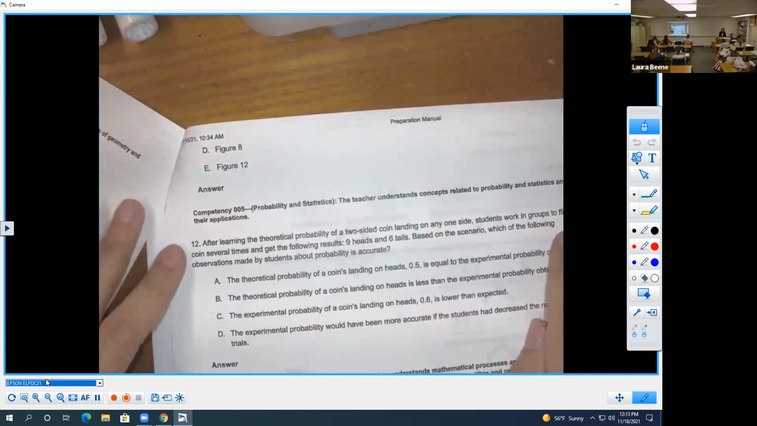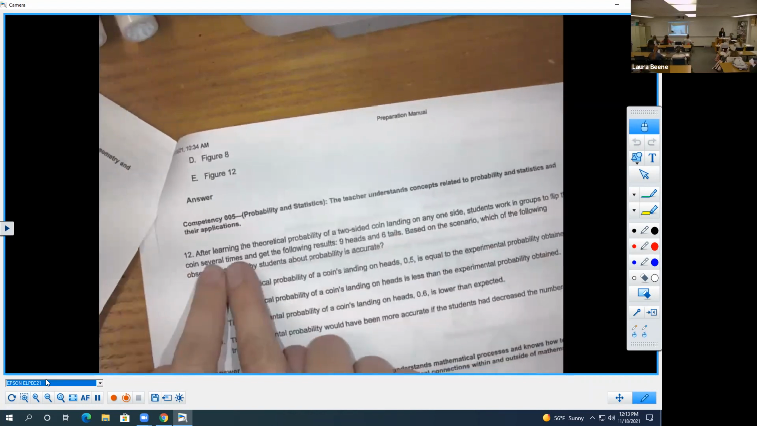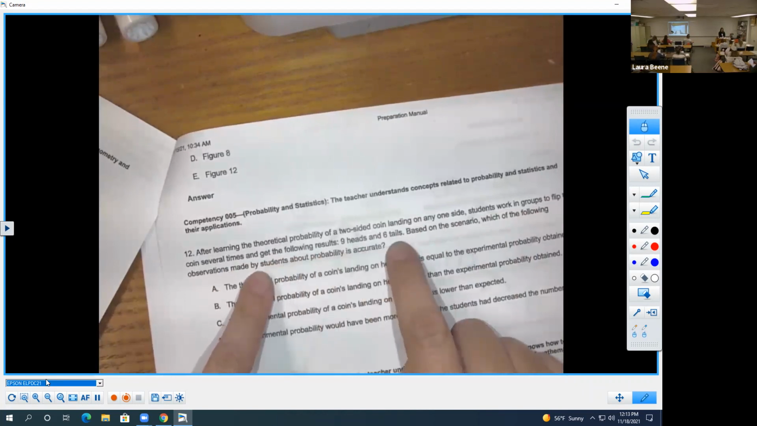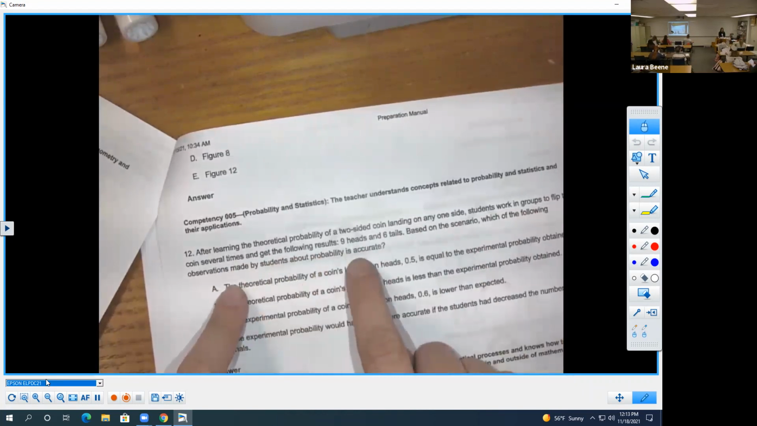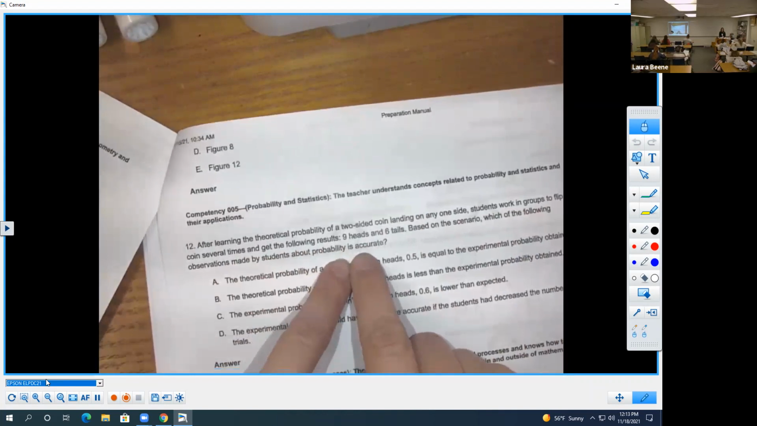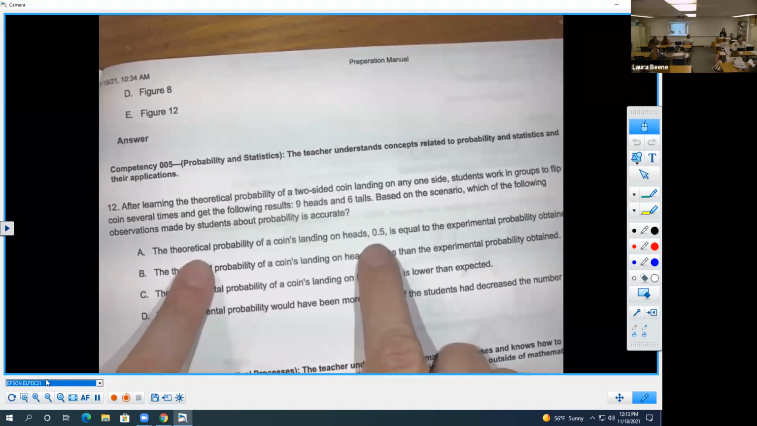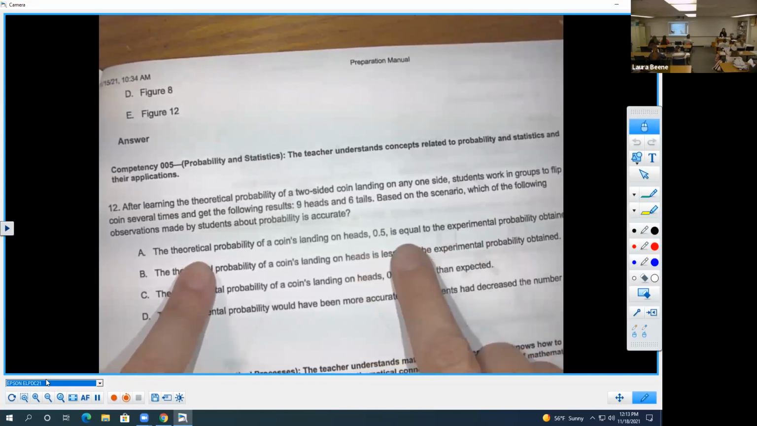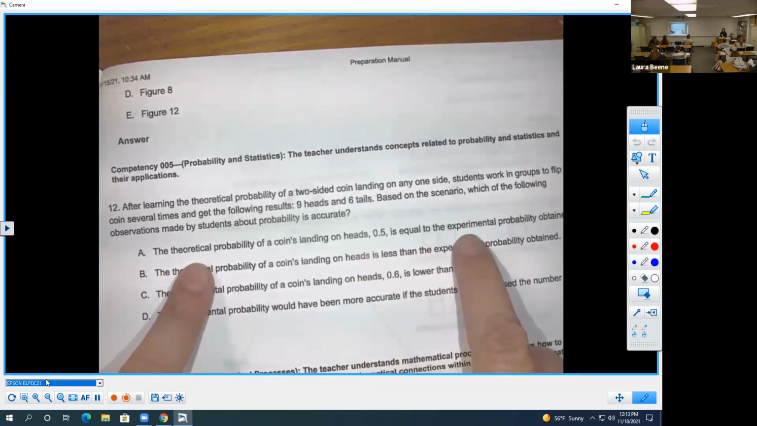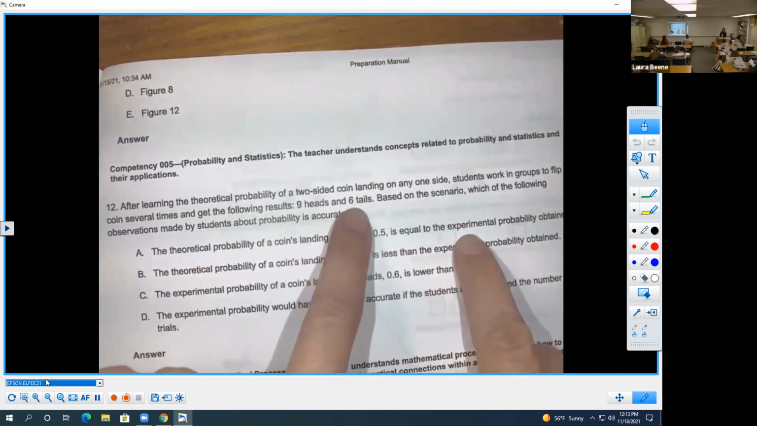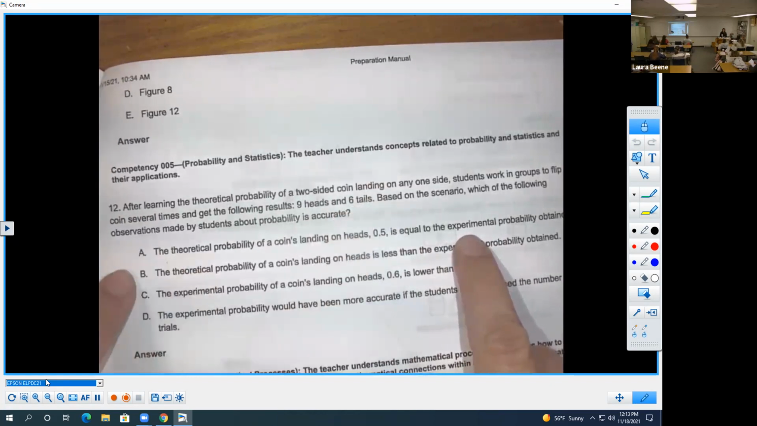Theoretical probability. They worked in groups to flip a coin. They got 9 heads, 6 tails. Which of the following observations made by students about probability is accurate? Theoretical probability is 0.5, and it's equal to the experimental probability. Their experimental is what they got, 9 heads, 6 tails. Is that half and half? No, so it's not A.